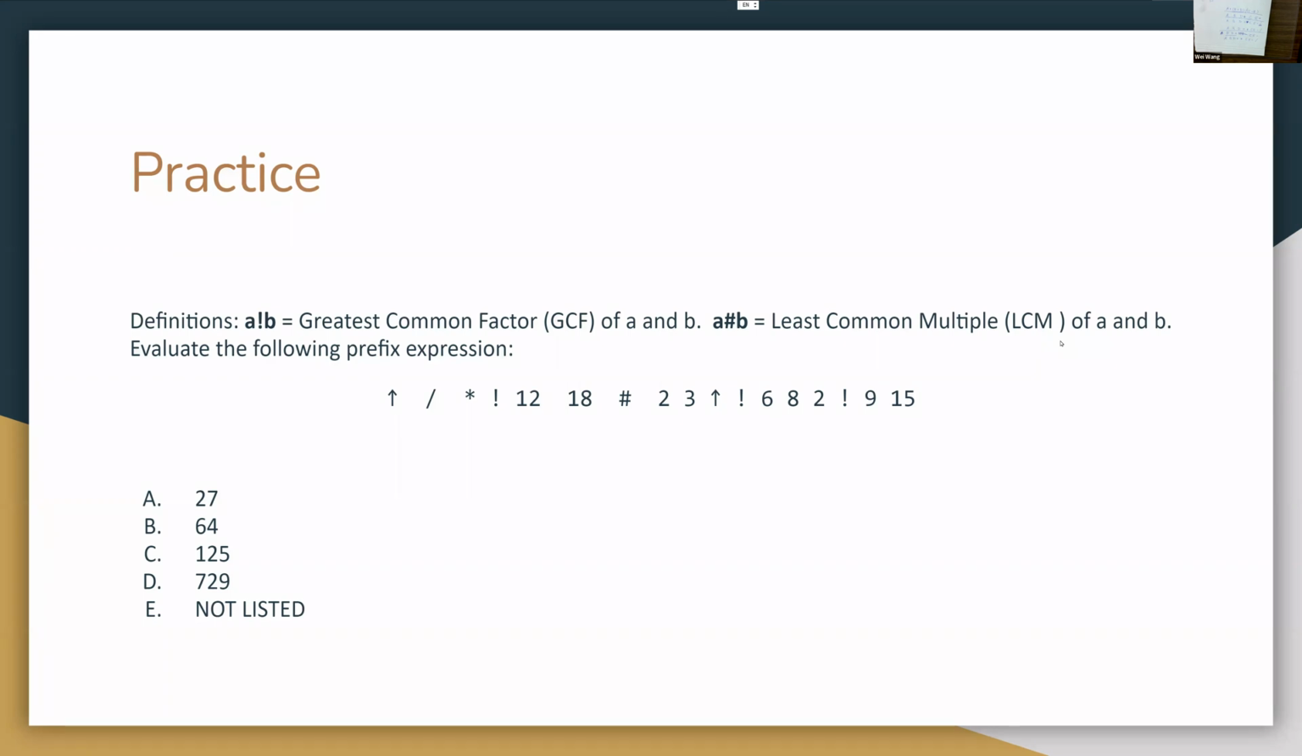Greatest common factor, meaning here between 12 and 18, the largest factor between those two numbers. And then the least common multiple, not multiply, multiple of those two numbers, right?